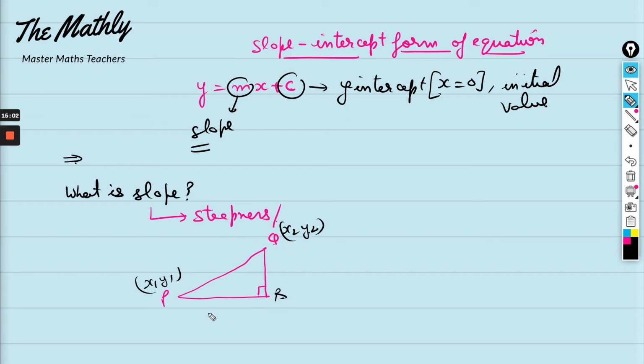Now let's say this point R. Now this is x2 minus x1. If you remember, this is y2 minus y1. When we think of a slope, it is always rise upon run.